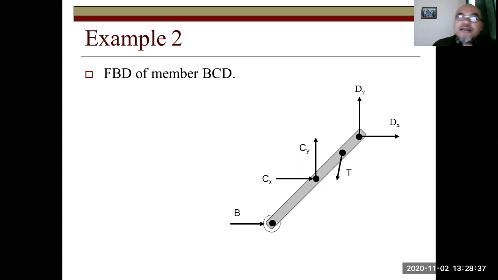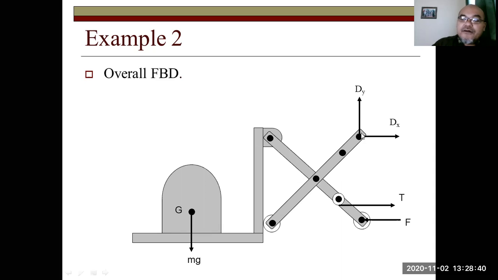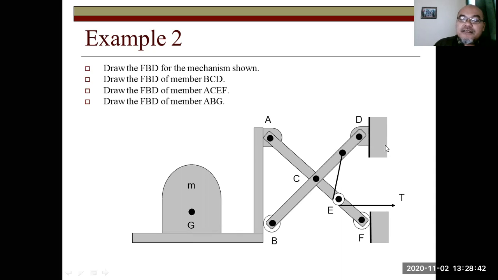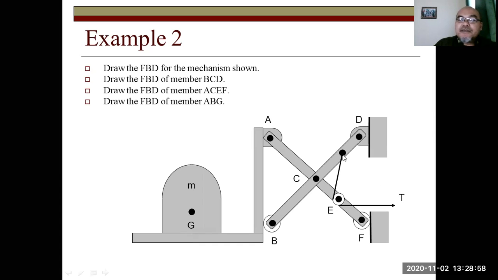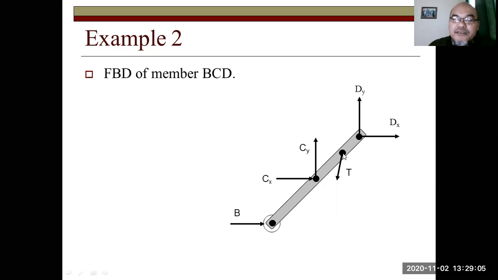Then at D, similarly, it is pinned to the wall. It cannot move vertically, nor can it move horizontally. So there are two reaction forces, Dx and Dy. Then at this point, since it is being pulled by the rope through the pulley structure with a force of T, this point is also pulled with a force of T in this direction, not completely vertically downward, but at some angle.